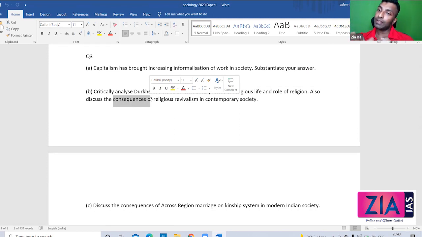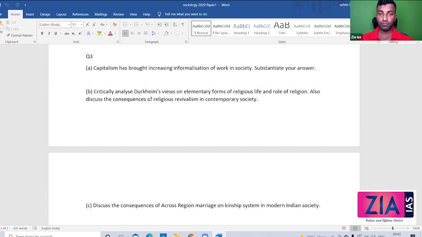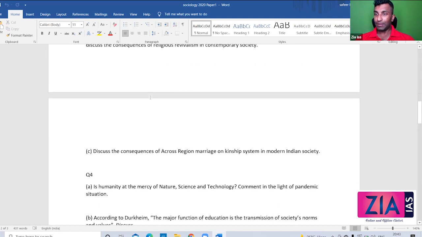Similarly, if communalism is asked, I can tell that religious revivalism is one of the reasons for communalism. Fundamentalism is also one of the reasons for communalism. It's a threat to secularism. So that's how I need to connect all these four concepts if one is asked. At the same time, you also need to bring in sect and cult in this answer. Okay? Concept very easy, no?